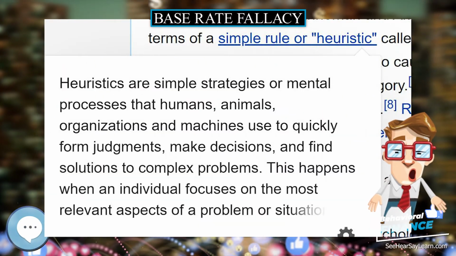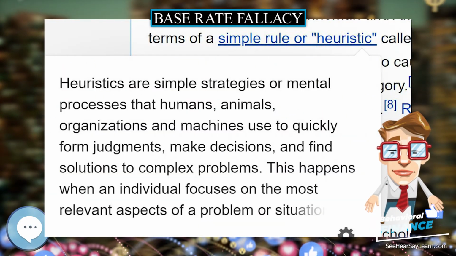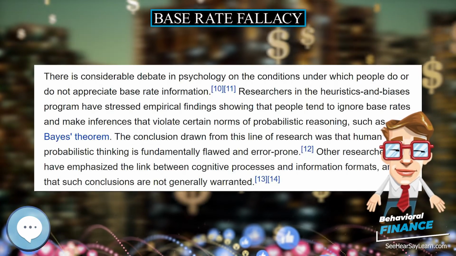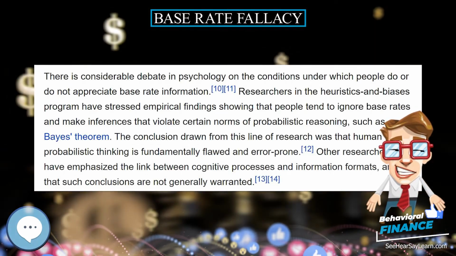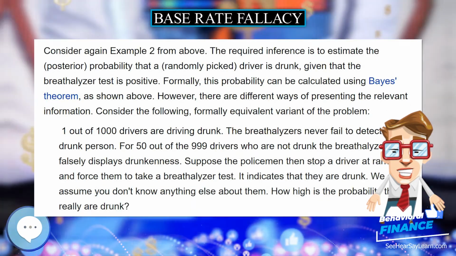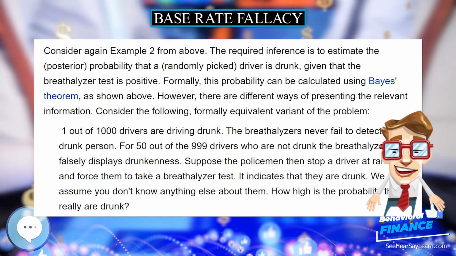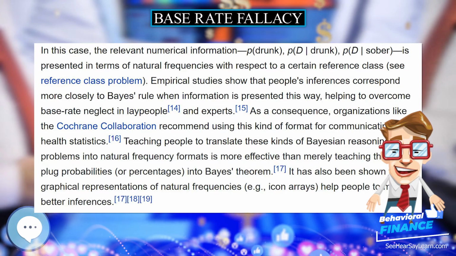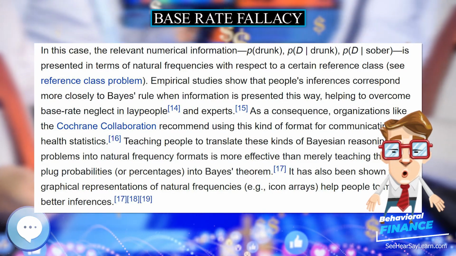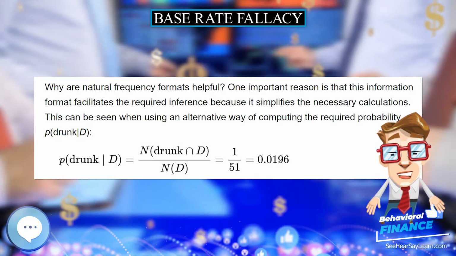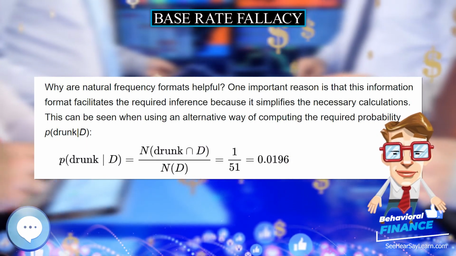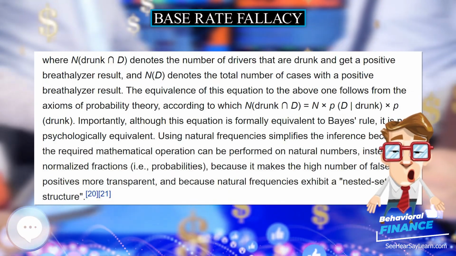Consider again example 2 from above. The required inference is to estimate the posterior probability that a randomly picked driver is drunk, given that the breathalyzer test is positive. Formally, this probability can be calculated using Bayes' theorem, as shown above. However, there are different ways of presenting the relevant information. Consider the following formally equivalent variant of the problem.